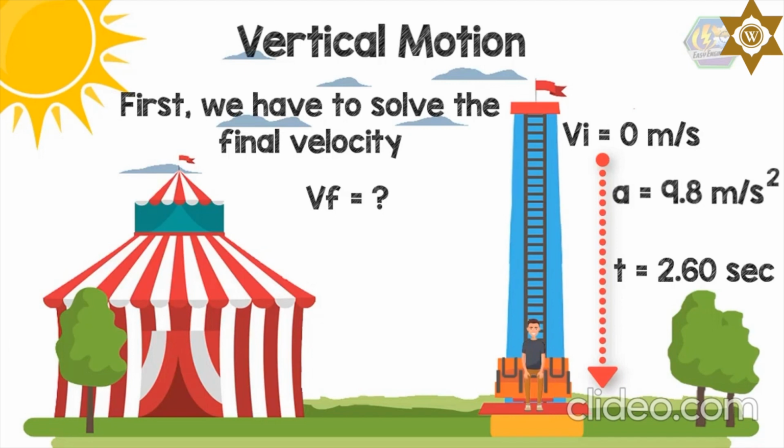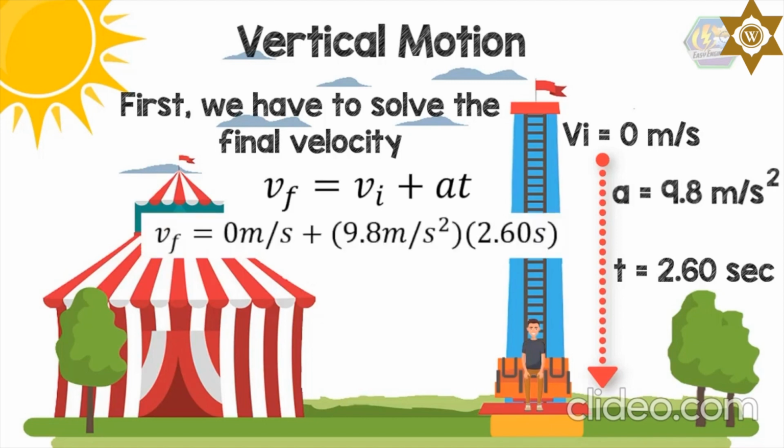We need a formula which has initial velocity, acceleration, time, and final velocity. We can say that equation 3 suits our needs to solve for the final velocity. We then input the known values and solve for the final velocity. So the final velocity is equal to 25.48 meters per second.